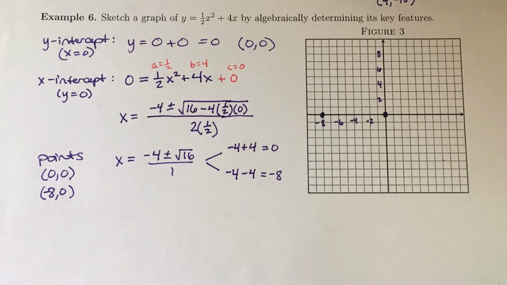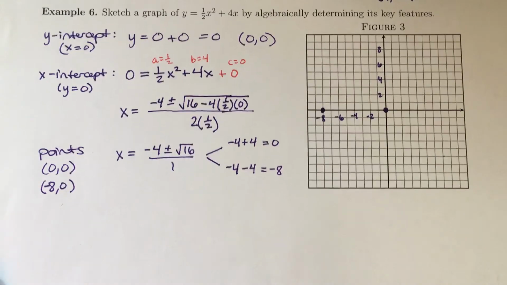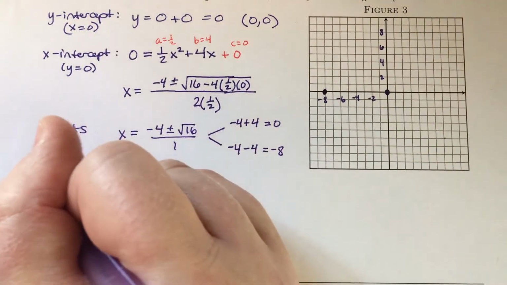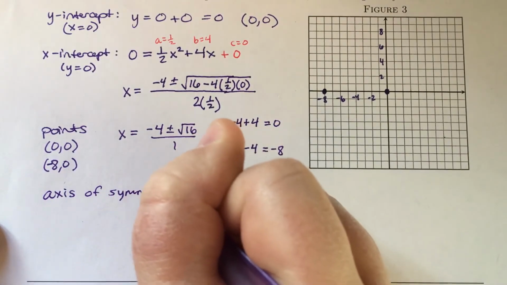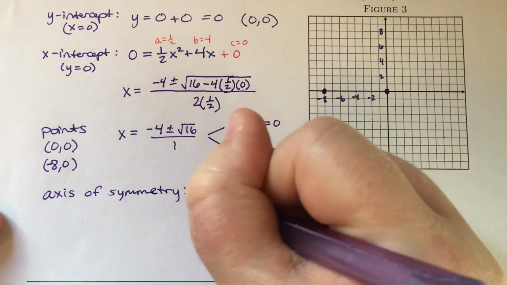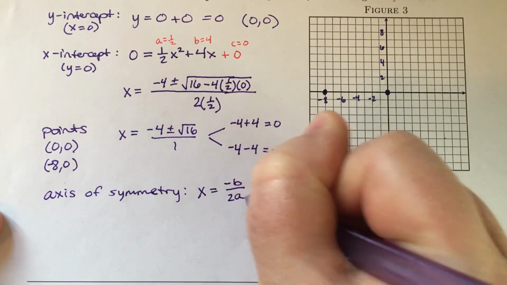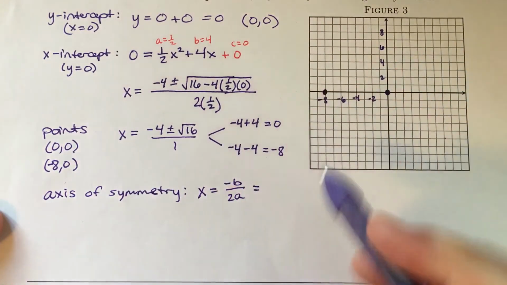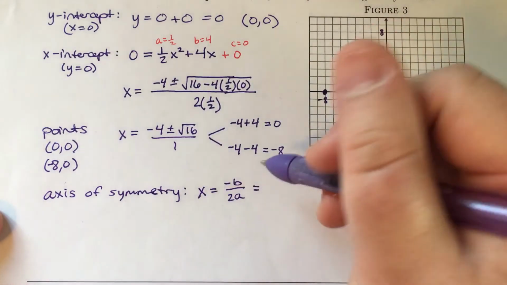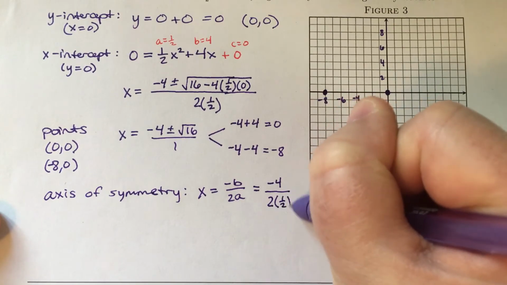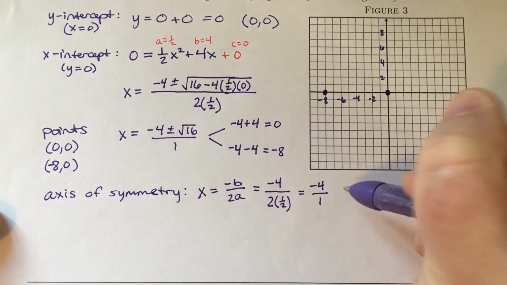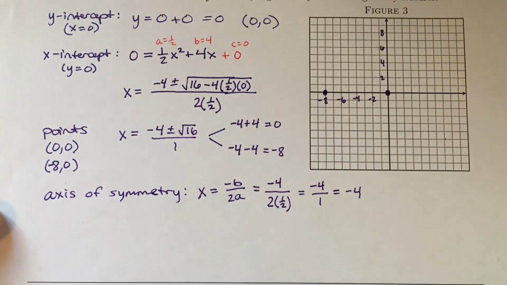All right, we did the hard part. We got through the quadratic formula. Now it's time for the axis of symmetry. So let's use the formula. The axis of symmetry is always x equals negative b over 2a. It's a vertical line, and it's the same a and b from the quadratic formula. So that'd be negative 4 over 2 times 1/2. Negative 4 over 1, which is just negative 4.